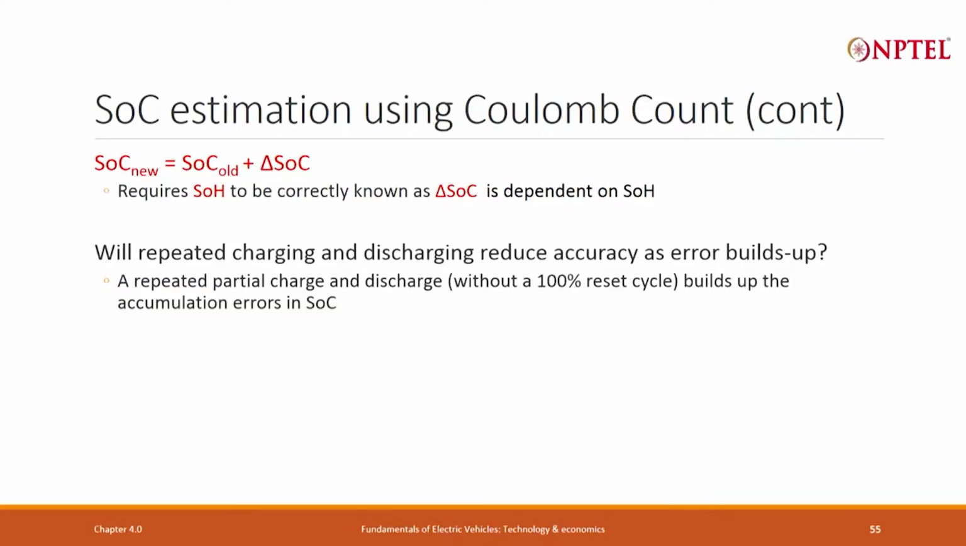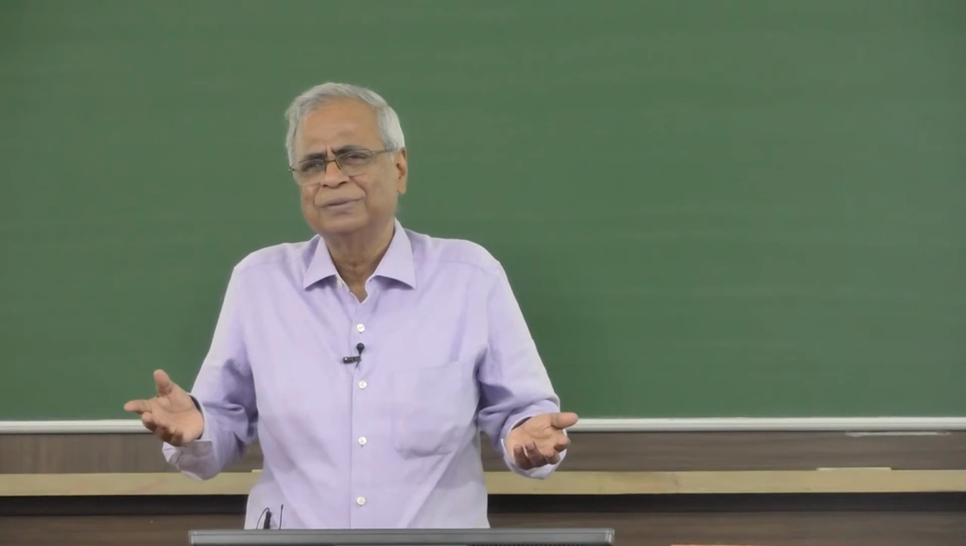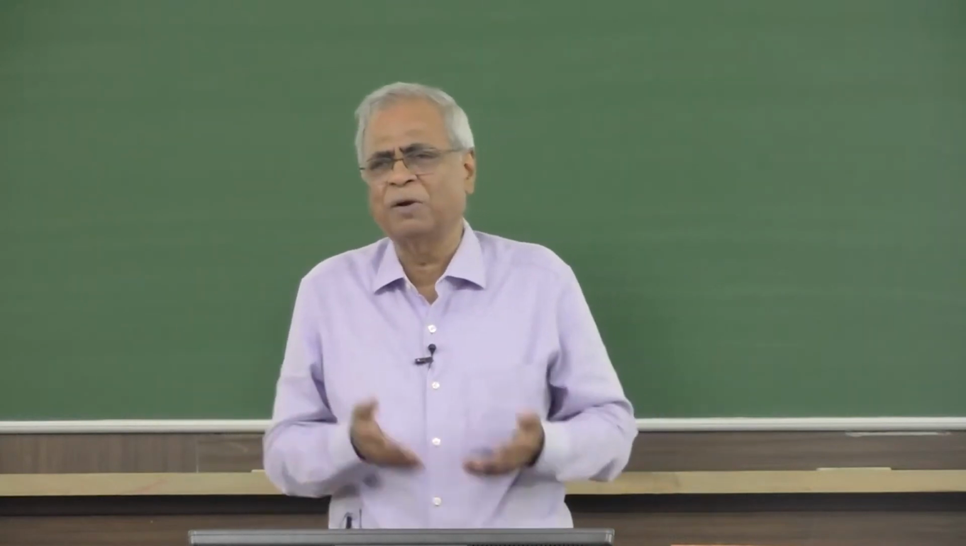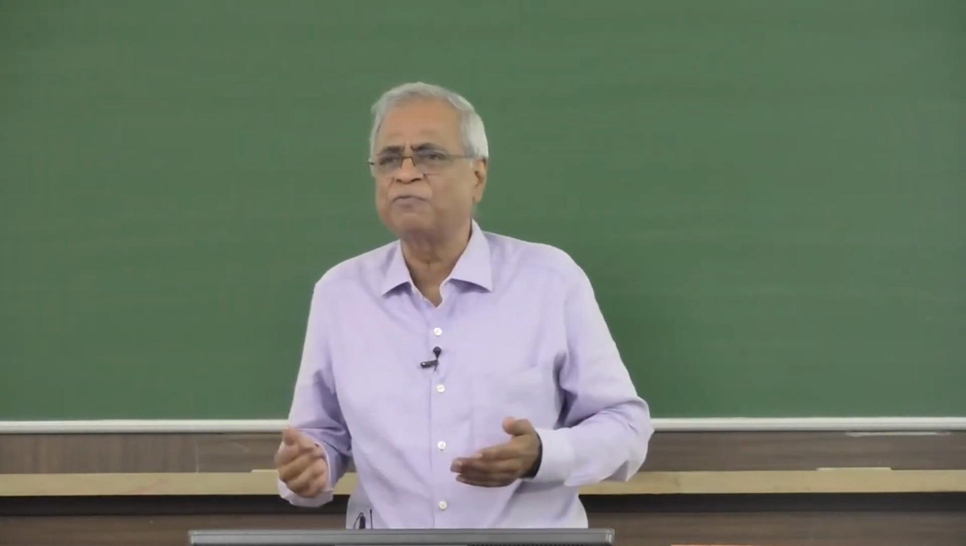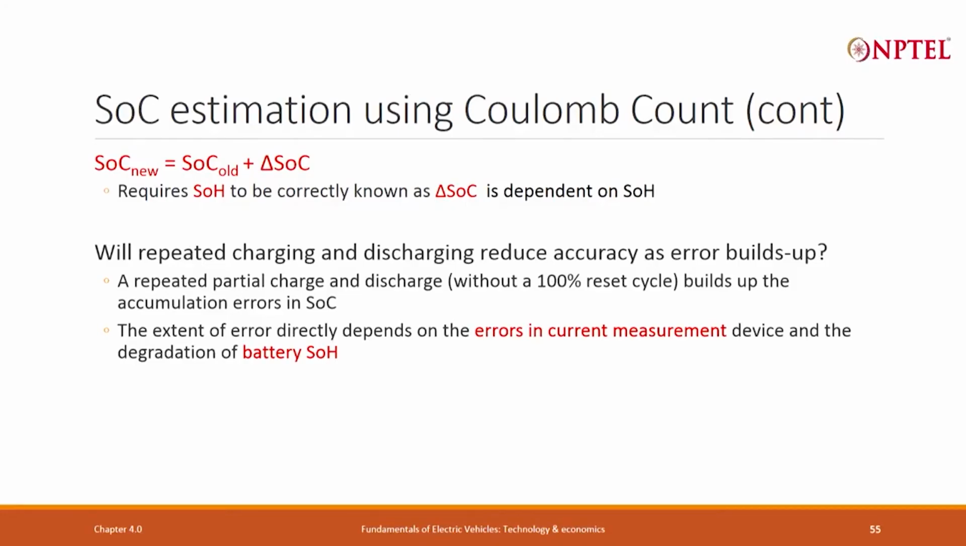You often think that the problem is with the meter. Actually, there is no problem with the meter. The problem comes because the algorithms have not been implemented correctly in the battery, and this is very common. Not very difficult in the beginning, because in the beginning SOH is close to 1. So, your result will not be that bad. As SOH starts falling, this error will keep on building. So, the extent of error directly depends on error in current measurement and the degradation of SOH.